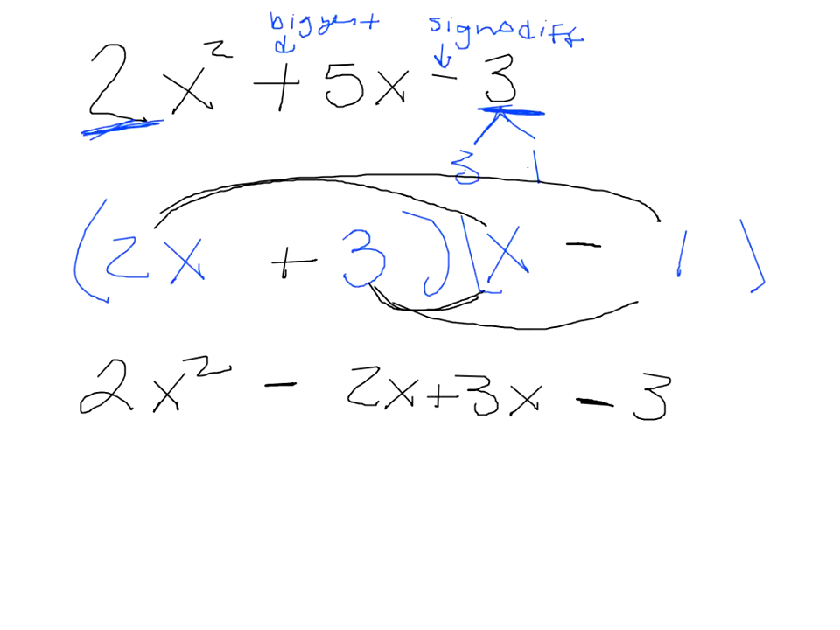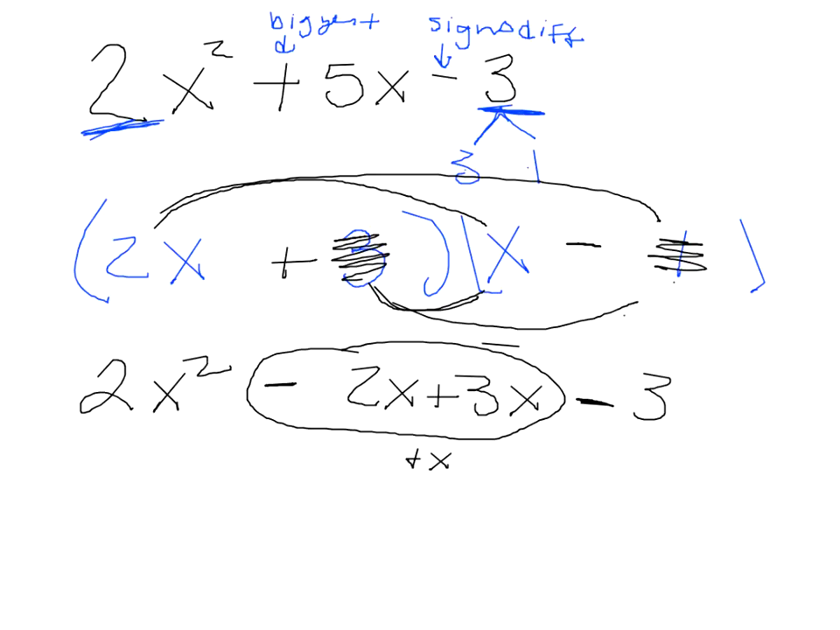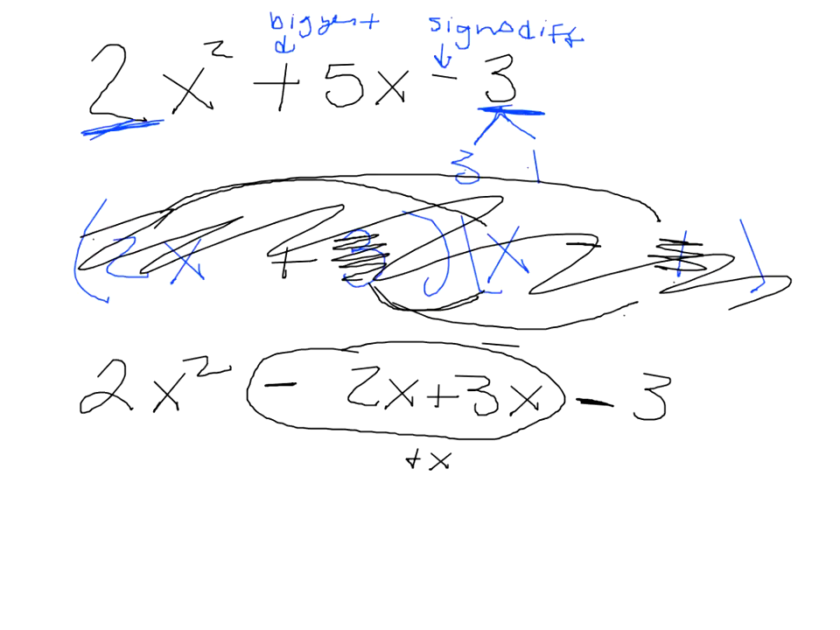So 2x squared minus 2x plus 3x minus 3. But that does not give me plus 5. It gives me plus 1x. So it didn't work. Okay, so there's really only one other way I can factor this, because the only factors of 3 are 3 and 1, and the only factors of 2 are 2 and 1. I must have these backwards. So I am going to start over.